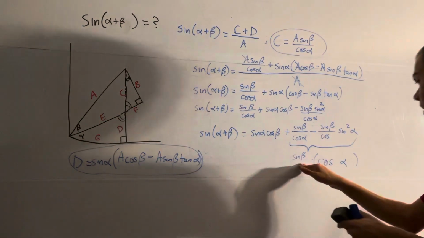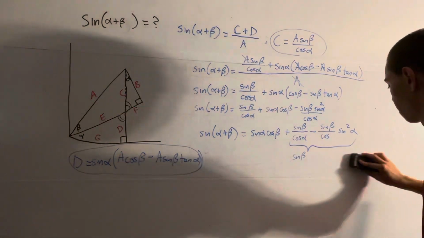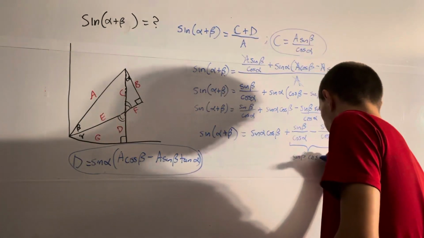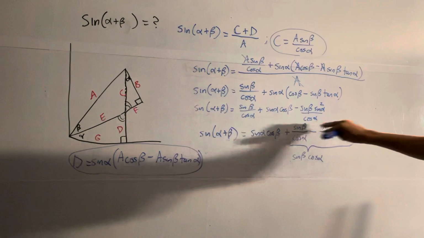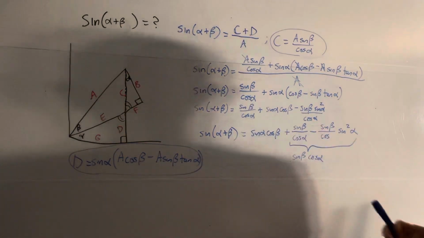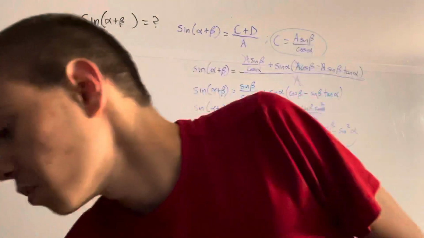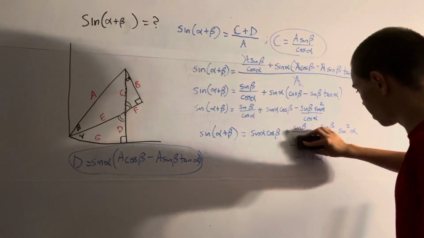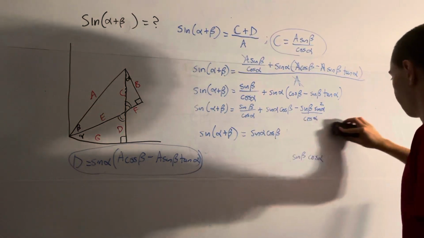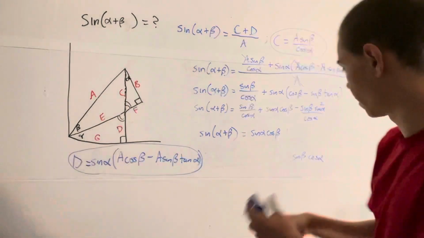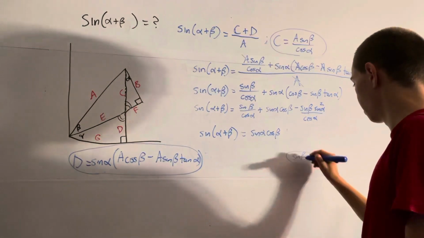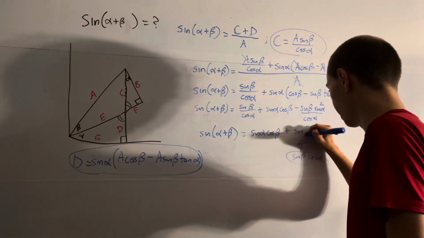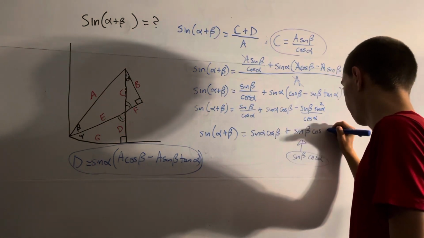So it's sine of beta times the cosine of alpha. That's what happens when we simplify that. So we could actually rewrite it all as this. We can move this up here, and we get plus the sine of beta times the cosine of alpha.